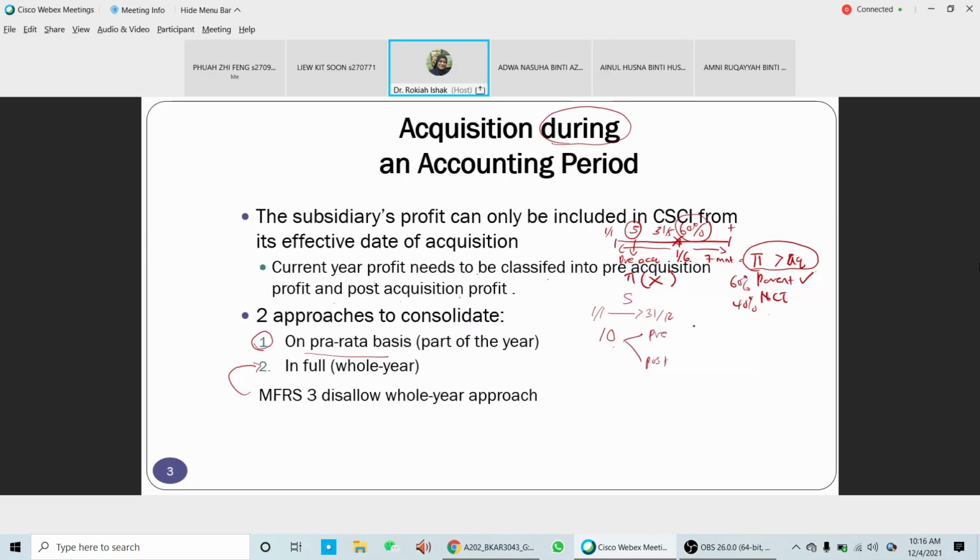So for pre, it is 5 divided by 12 times 10. And then for this one, 7 divided by 12 times 10. So parents are only entitled to this portion only. So this is what we call the pro rata basis. You need to divide based on months, the months when you have control over that company, over that subsidiary.